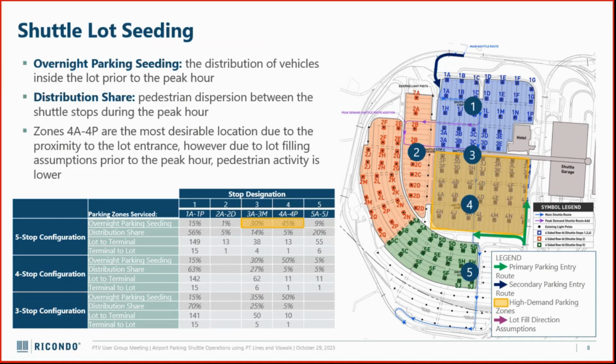We also had a distribution share, which provides the actual pedestrian distribution throughout the peak hour, in which we assumed that pedestrians would travel generally from south to north, as well as from east to west.